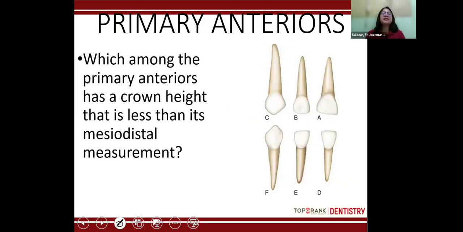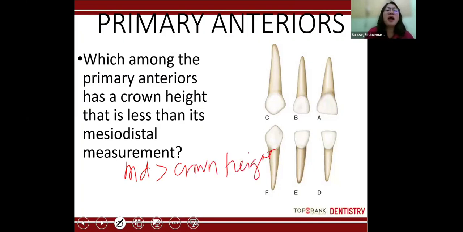Now, let's answer. Which among the primary anteriors has a crown height that is less than its mesiodistal measurement? So mesiodistal greater than crown height, the length of the crown. Which tooth is this? This is characteristic of your primary maxillary central incisor. The mesiodistal width is greater than the crown height.